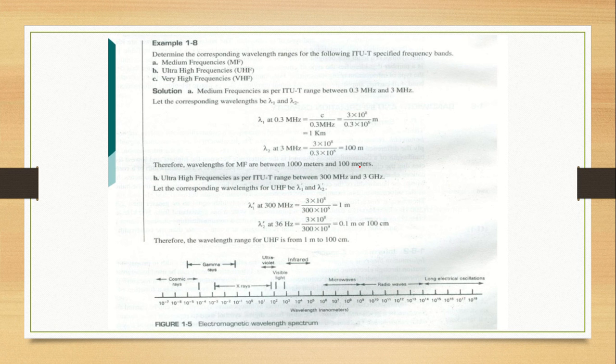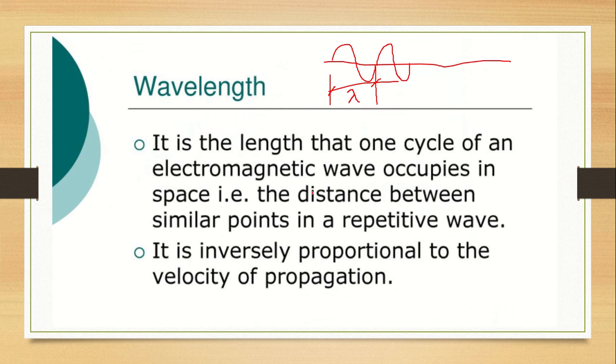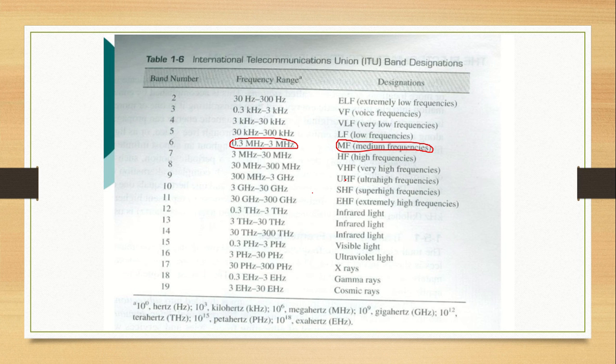For ultra high frequency, where is it? You can see it from this table, class, or you can refer to the other frequency spectrum chart. For B, ultra high frequency, same calculation, you just do the lower range. So for ultra high frequency, where is it? This one.